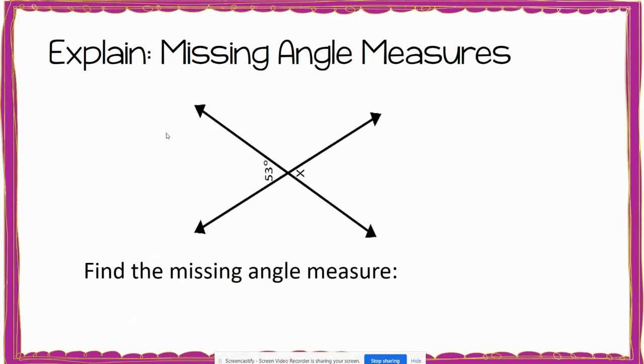For this problem, I can see that X is opposite of 53. So that means X has a value of 53 because these are vertical angles. And I know that all vertical angles are congruent.